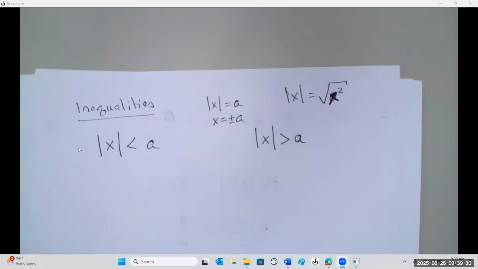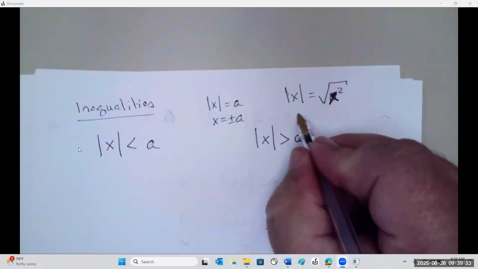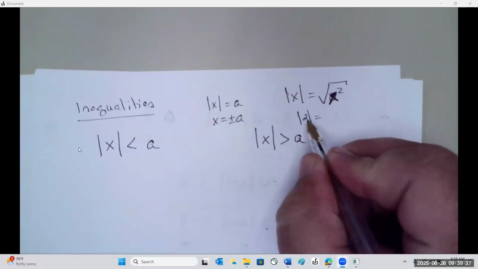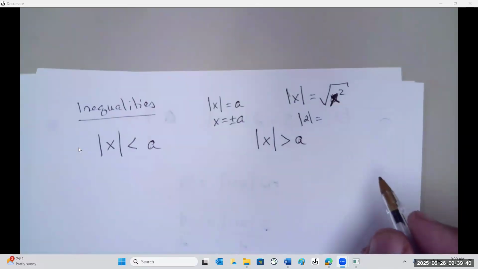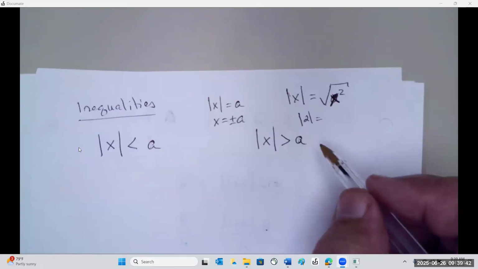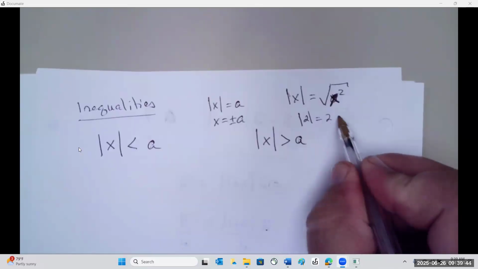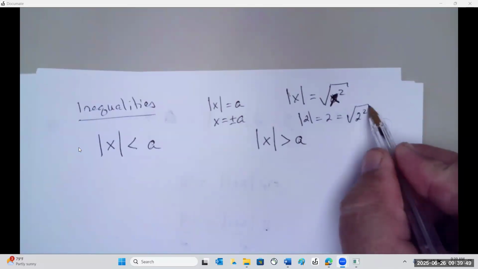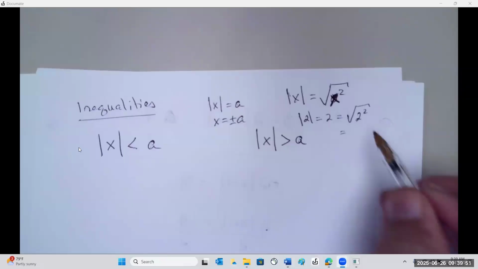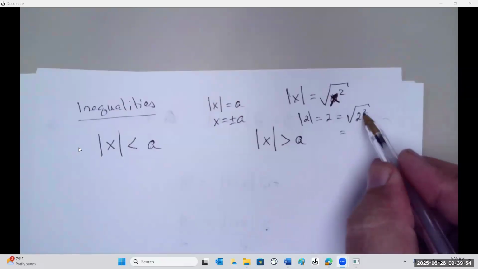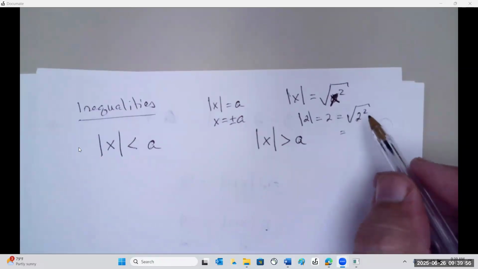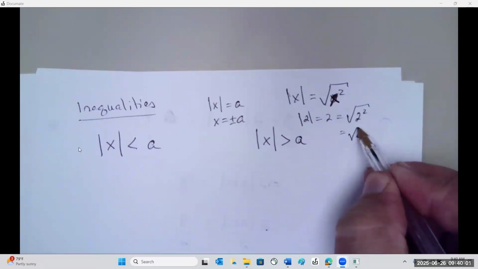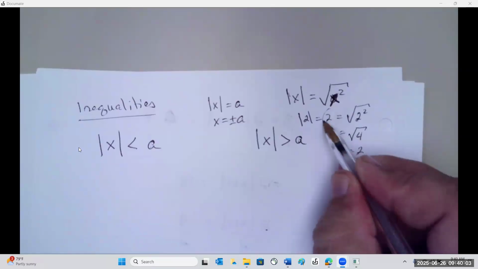Here's the reason why that works. If we have a number inside there, 2, what's the absolute value of 2? We know it's 2. Let's look at the formula. What do we do first in this equation? 2 squared. No, don't cancel anything out. We need everything. 2 squared is 4, and the square root of 4 is 2, which is what that is.